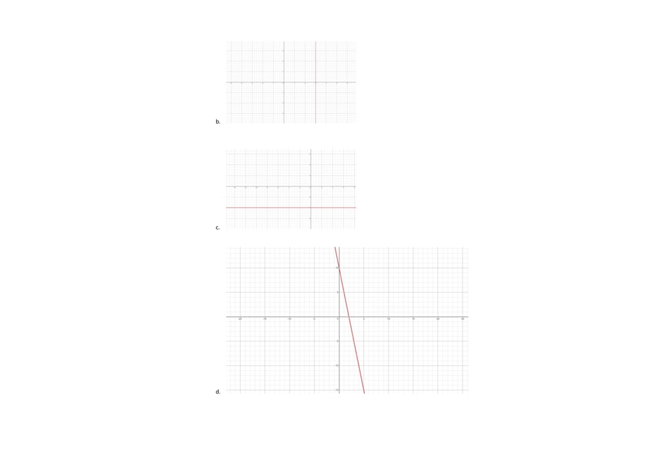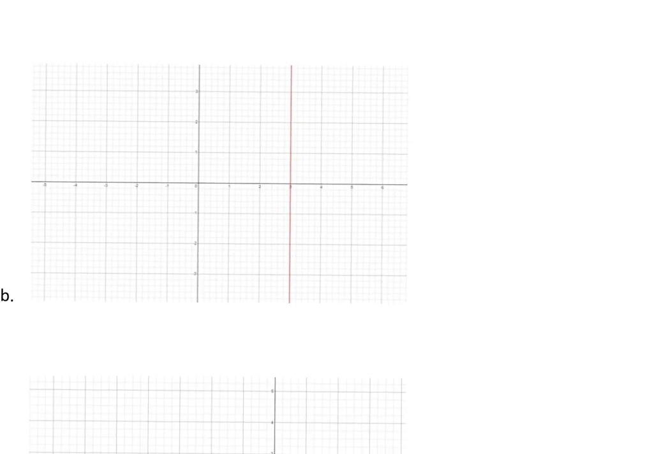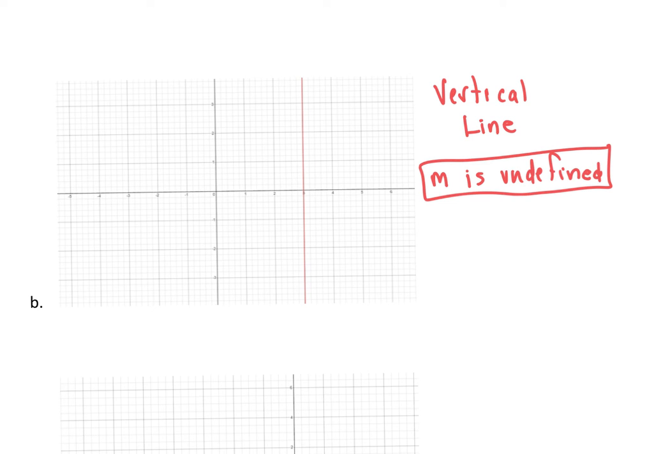So let's look at B. Let's zoom in a little bit on B. That is a vertical line. So if you wanted to calculate the rise and the run, you can. But hopefully by now you realize that for vertical lines, the slope is undefined. Okay. So there we go. That's our answer. Our slope is undefined because we have this vertical line.